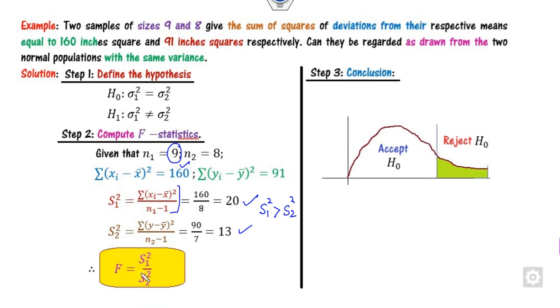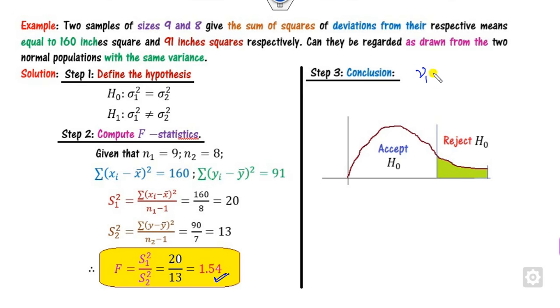So therefore F is my here. What is the value of this? It is nothing but 20 divided by 30, that is my 1.5. Step number 3, we will compute the degree of freedom. The degree of freedom of S1 is N1 minus 1, that is 8. The degree of freedom of the second is 8 minus 1, that is 7.